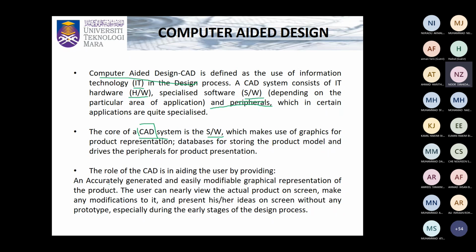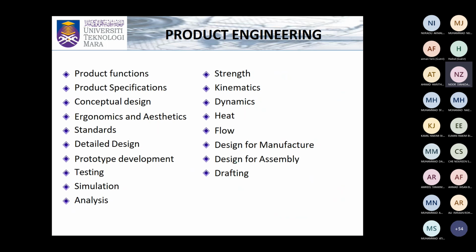So I'm not going to go through this because the slides just now showed you. CAD allows you to accurately design something and easily modify what you're designing. So under product engineering, under design, these are some of the terms which are used. I encourage you all to go through the recording of the previous video to understand these different terms.